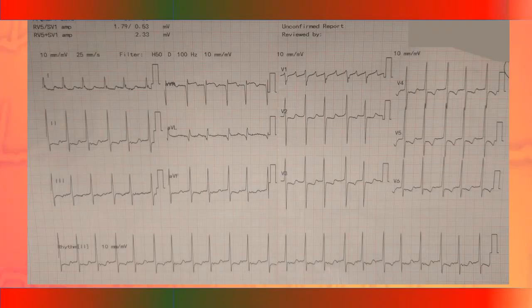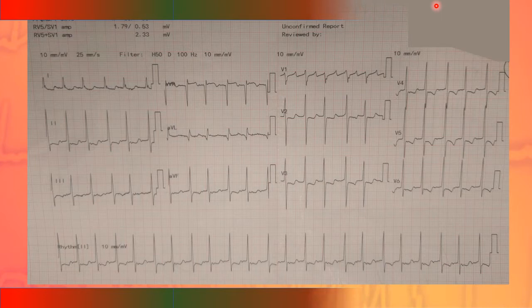"30 seconds to look for evidence of ischemia." You will notice that the rate is fast and you can also diagnose the rhythm. I'm more interested in the ischemia, but I will explain the rhythm briefly.